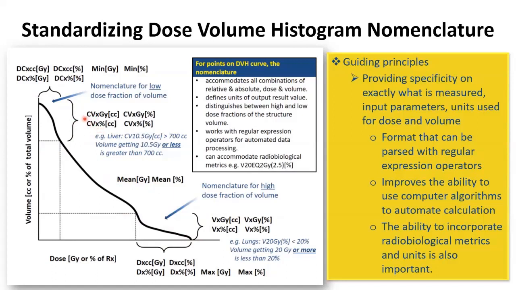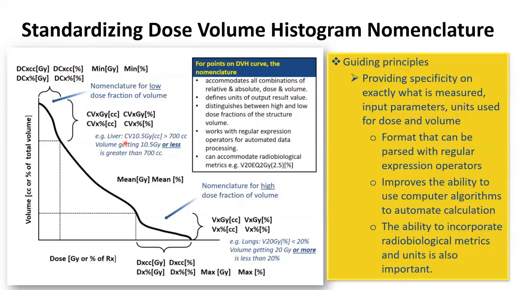Okay, what's the difference here? I'm using here something called CV, and I'm using here something called DC, whereas here I'm using only D, and I'm using only V. So V for volume, we know, and D for dose, that's it. So this one is clear, no issues. This one is a bit confusing. Why this C? C means cold or complement. So this area is cold because the dose here is less, or the fraction of volume that I will be dealing with here is also small. So it's providing specificity on exactly what is measured.